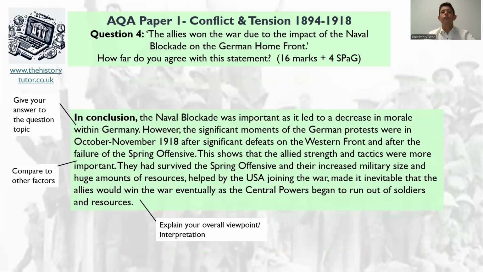Okay, and finally, you then need to conclude. So then naval blockade, you need to respond to the question, was naval blockade important? Yes, it was important. Compare to other factors and then give your overall view. So yes, it was important. However, the significant moments of the German protests were in October, November 1918 after significant defeats on the Western Front had already taken place. So yes, it was important, but the Allied success had already happened that had sort of overwhelmed Germany, and then you can just give your overall view. In this case, that they had so many strengths, they were bound to win.